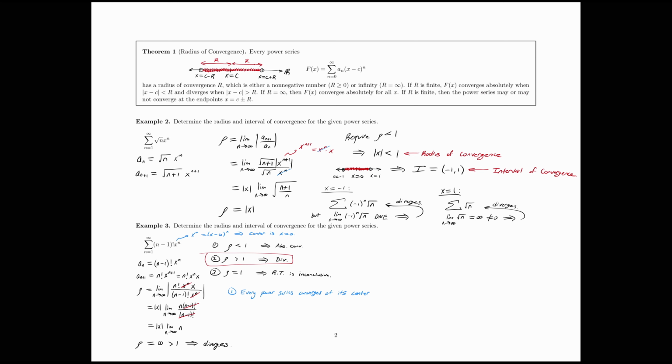So it does converge at its center. But because rho is infinity, this means that it diverges everywhere else.